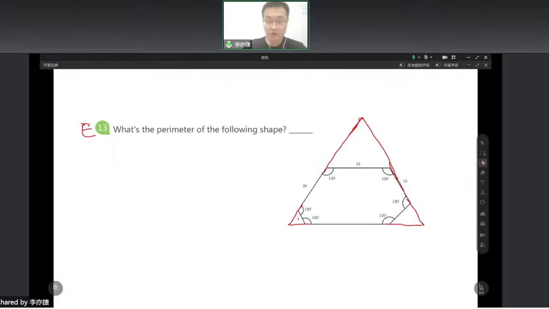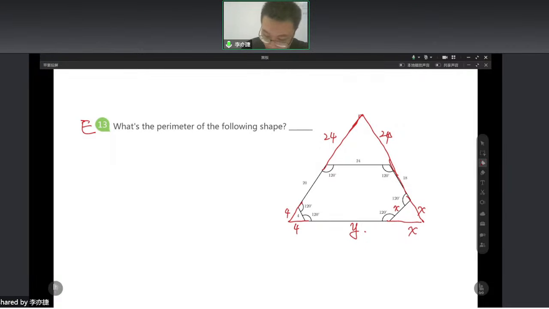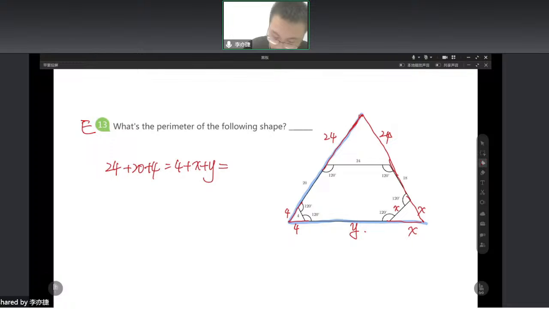This large triangle is equilateral, and each of the small sides is equilateral, so it's 4 and 4. We don't know this one, which may be named x, and this one may be named y, right? Because the large triangle is equilateral, all the side lengths are equal. So the side length is 24 plus 20 plus 4 for this side, and for this side it is 4, x, y. And then for this side it is 24, 18, x. So we can get the values of x and y.